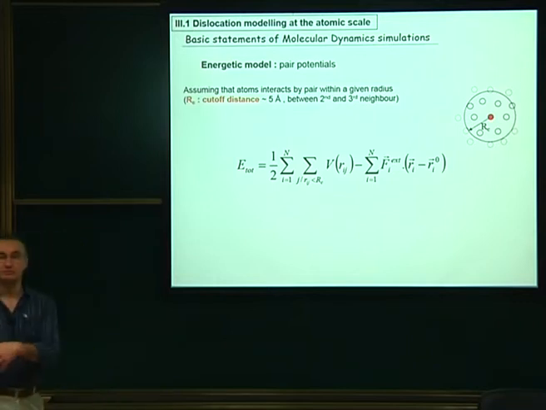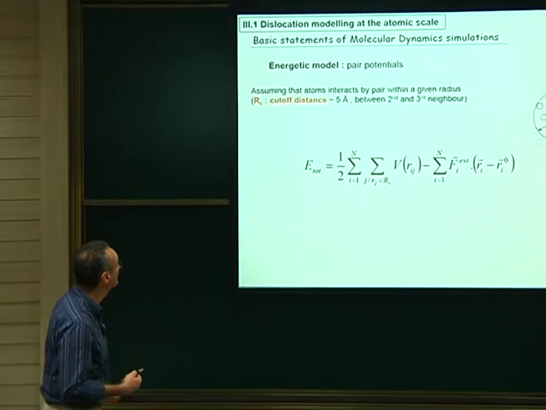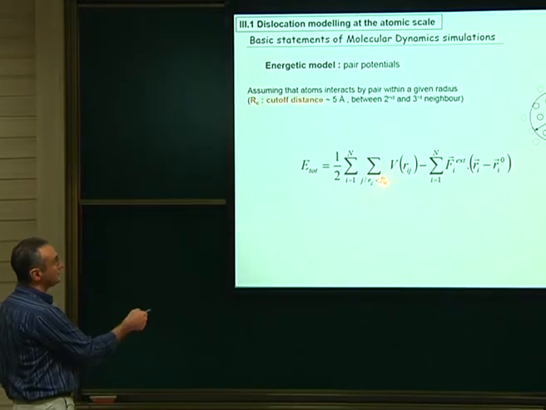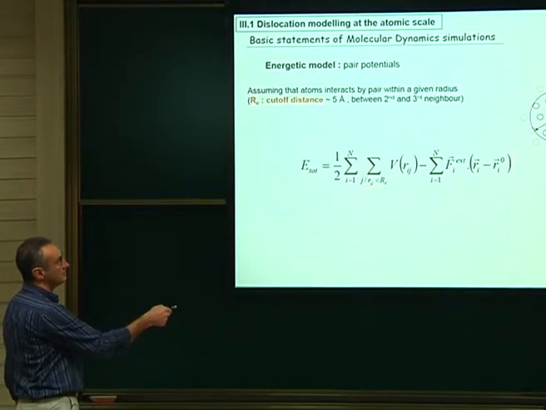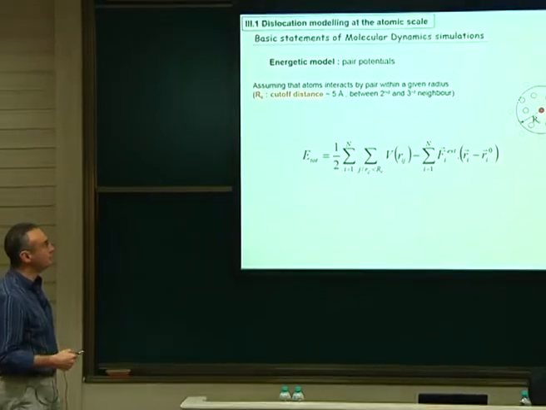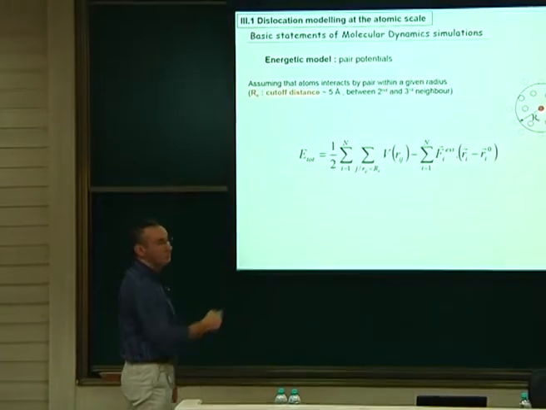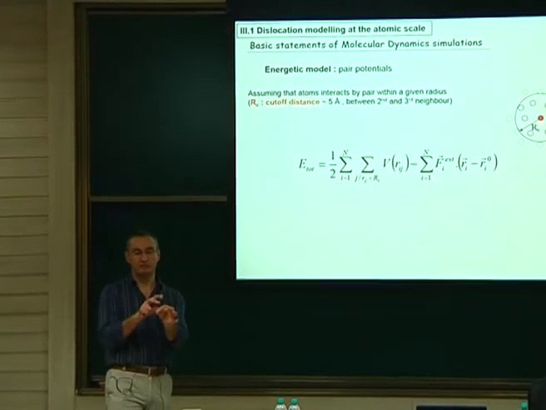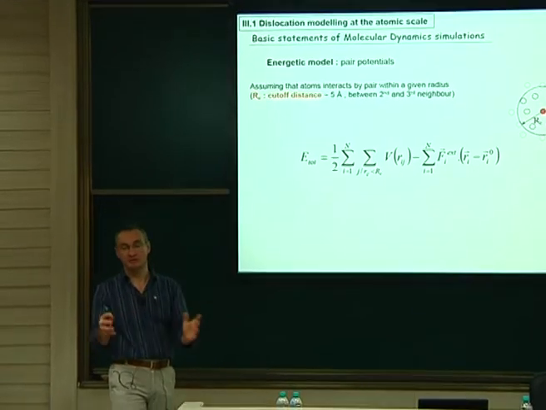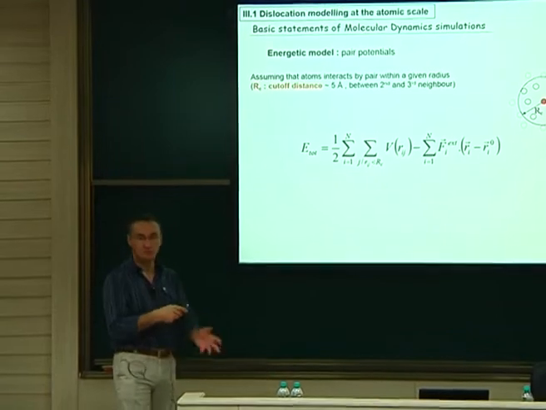And again, this has to be minimized in order to go to the equilibrium position. The only parameter here is RC. RC is the size of this domain, where you take into account these pair potentials. This typically could be between second and third neighbor, they say. So you can take one layer of the first neighbor atoms in the perfect lattice, or two layers or three layers of non-neighbors. It's typically what people are doing.